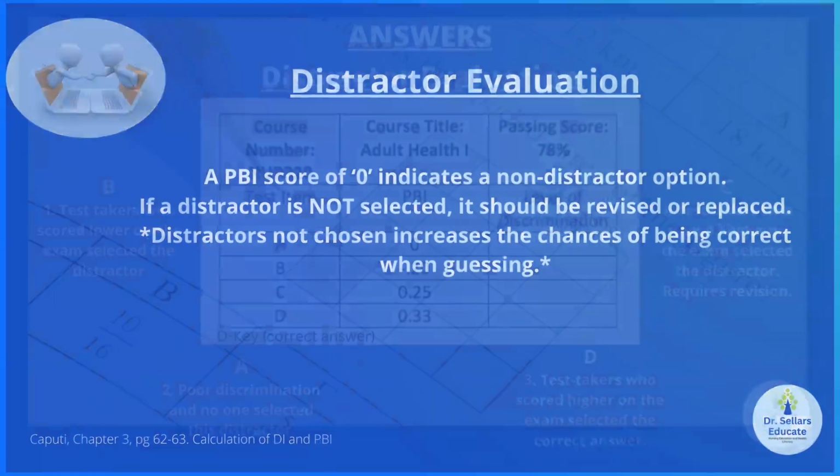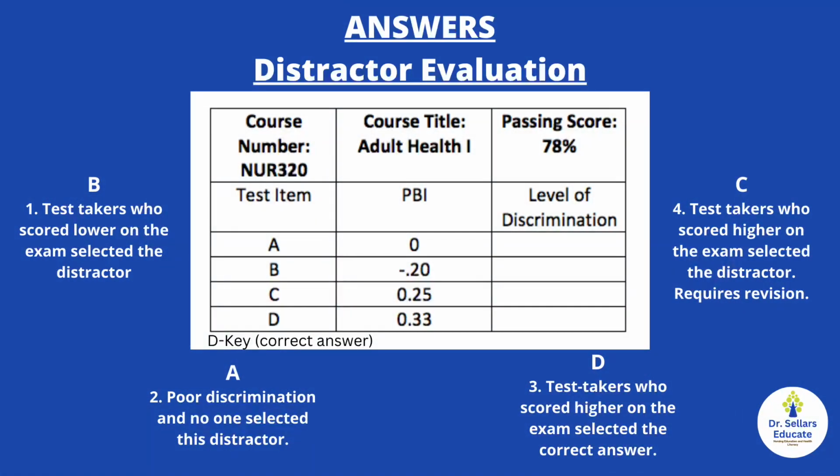All right, so now let's talk about what the information is telling us based on our snapshot of the PBI and the different choices that are in front of us. So if you matched number 1 with B, you are correct. Give yourself a round of applause. Test takers who scored lower on the exam and selected the distractor. What is it about B that tells us this information?